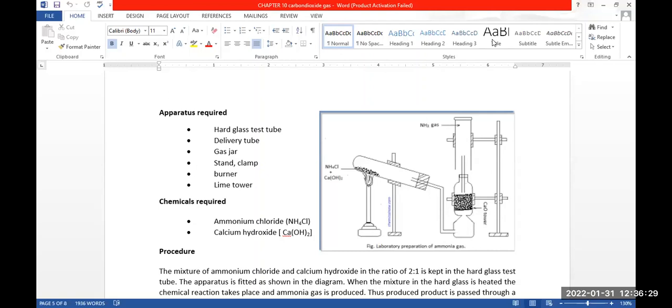And by fulfilling these conditions, we can prepare ammonia gas in the larger amount. This is called manufacture of ammonia gas. This reaction is very important.